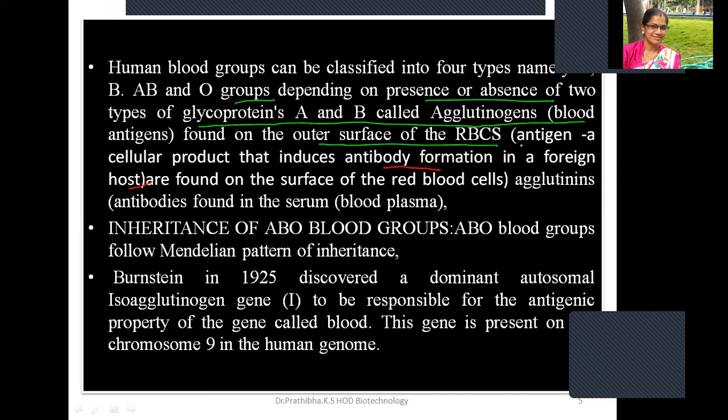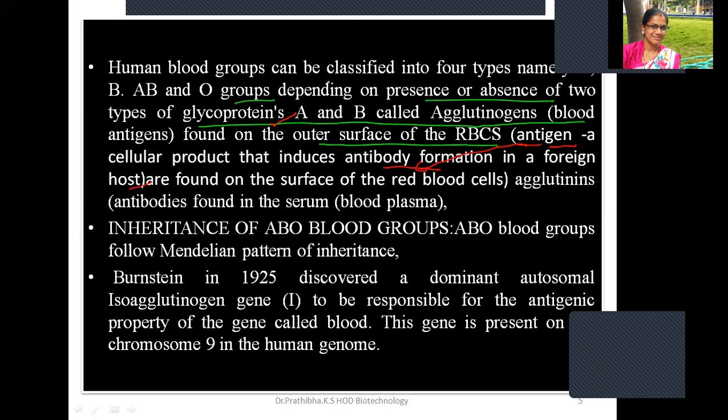Antigens means you can keep in your mind two terminologies, anti and gen. Why these particular glycoproteins? Blood grouping can be classified based on the presence or absence of two types of glycoproteins. These glycoproteins, which are present on the RBC cell surface, are called antigens. Why? Because an antigen is a cellular product that induces antibody formation in a foreign host. Anti means antibody, and gen means generation. These antigens are antibody generators.